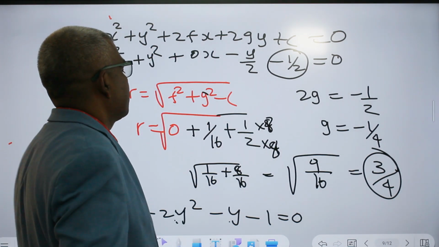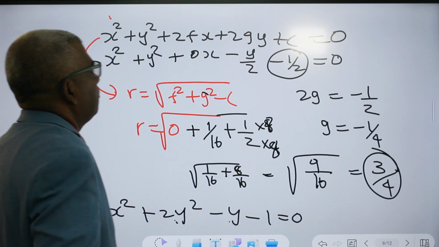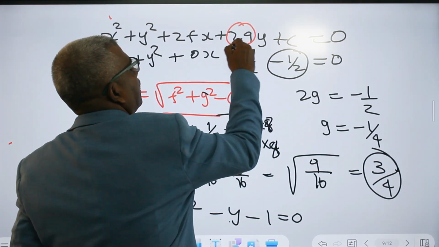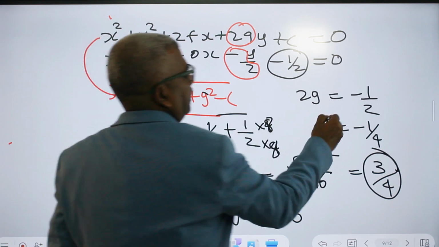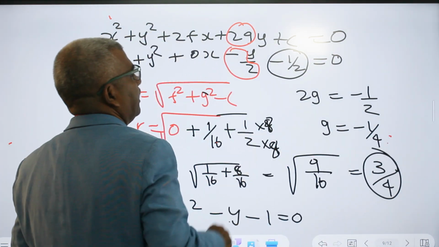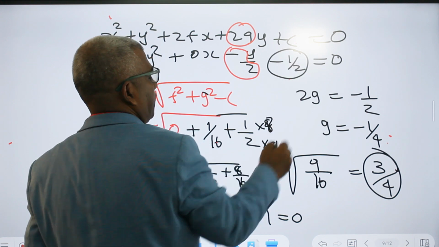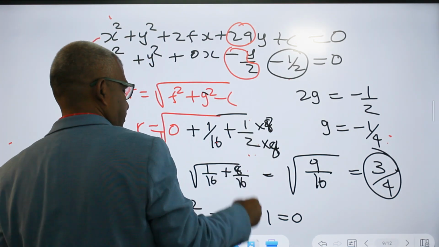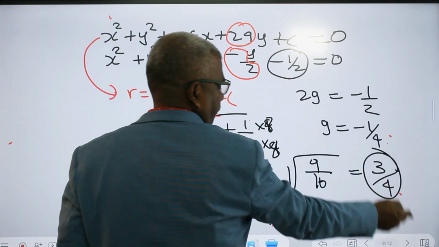Radius is square root of f squared plus g squared minus c. Radius is equal to 0 plus 1 by 16. Minus 2g is minus 1 by 2, so g is minus 1 by 4. G squared is 1 by 16. Minus c is minus 1 by 2, so plus 1 by 2. I just took the LCM, found out 3 by 4.